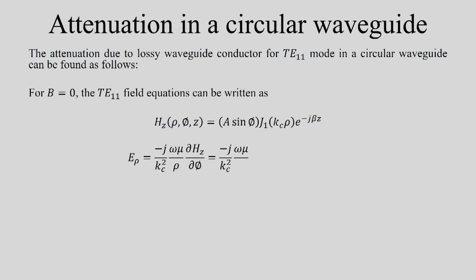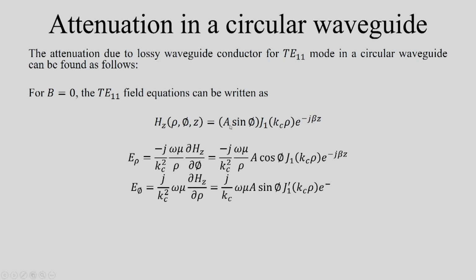the E rho component. It is only a substitution of Hz here and finding out the derivative with respect to phi. Similarly, we can find out the E phi component by substituting Hz and finding the derivative with respect to rho, and similarly we can find out the magnetic field components H rho and H phi.